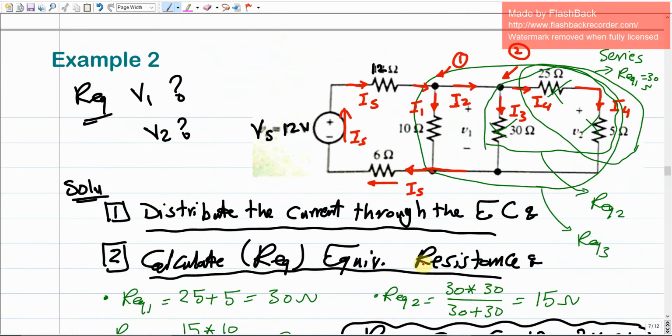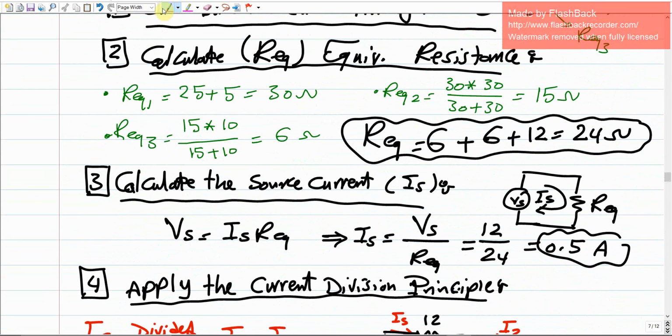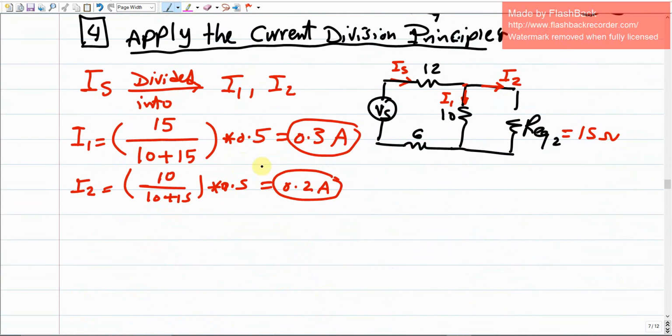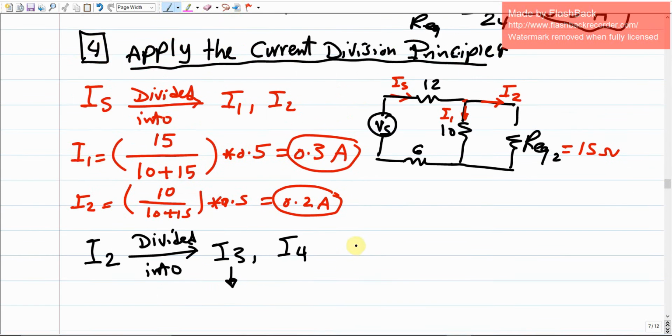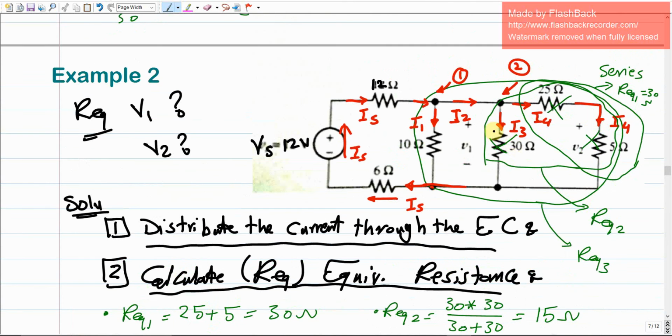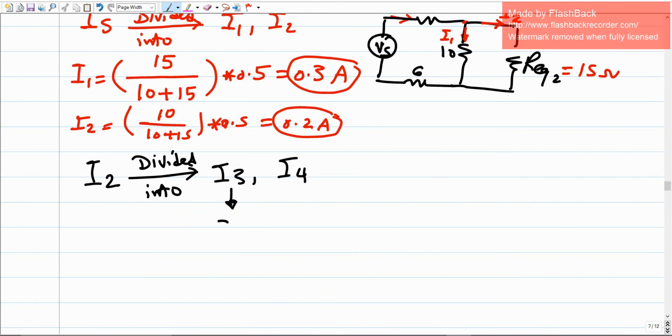Let us do the same, but for I3 and I4. Make sense? I3 and I4 are the division of I2. So what does it mean? It means that we apply it again, but this time for I2, which has been divided into I3 and I4. And remember, how much is the resistance that I3 goes over? It goes over the 30 ohms. Make sense? According to the electrical circuit, it goes over the 30 ohms.